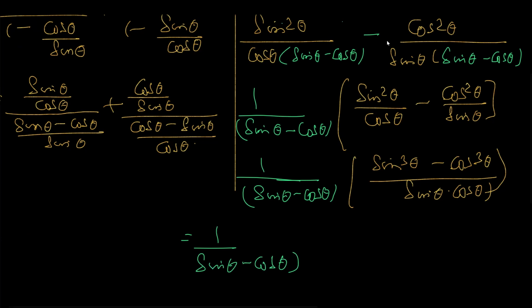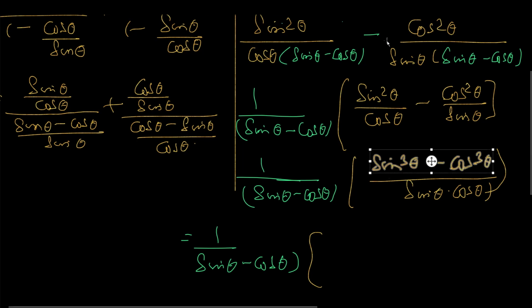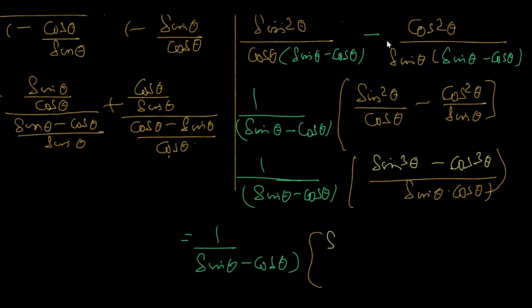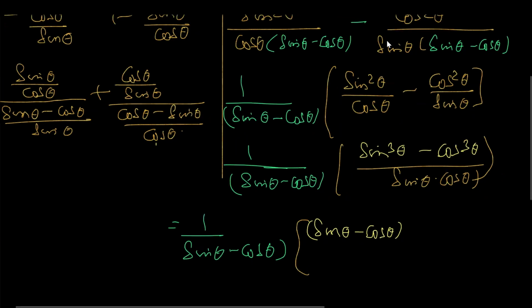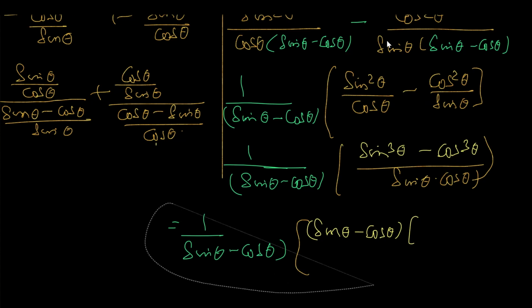And now I'm going to apply the a cube minus b cube identity. So the a cube minus b cube identity will be applicable over here. Let's say sine cube minus cos cube. So what is a cube minus b cube? It is a minus b, bracket, then we have a square plus b square. So that results in sine square plus cos square, right?